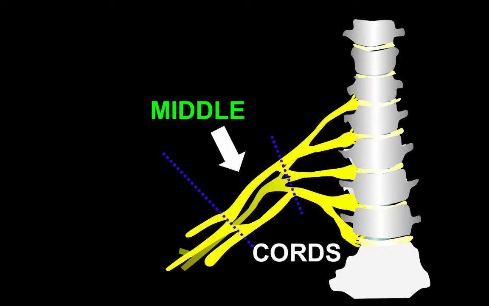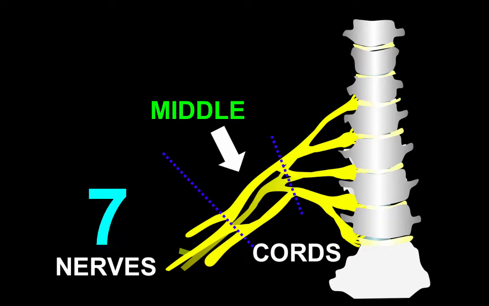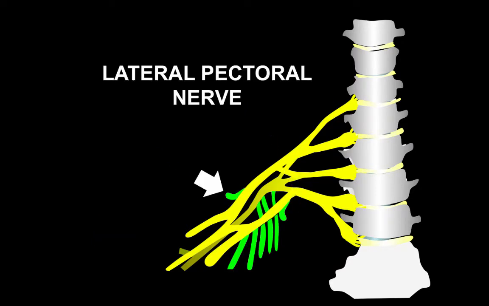Now, we will describe the nerves arising from the cords. They constitute the middle brachial plexus nerve group. 7 nerves arise from this segment of the brachial plexus. The one nerve arising from the lateral cord is called the lateral pectoral nerve. This nerve innervates the pectoralis minor and part of the pectoralis major.